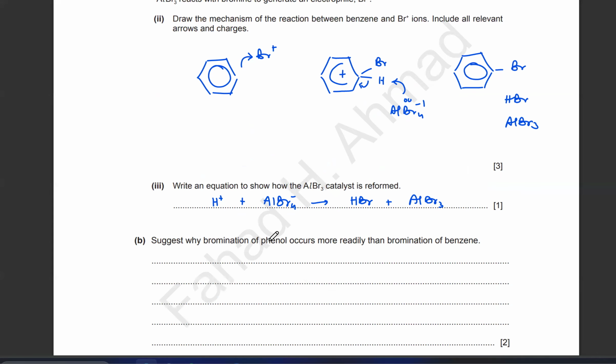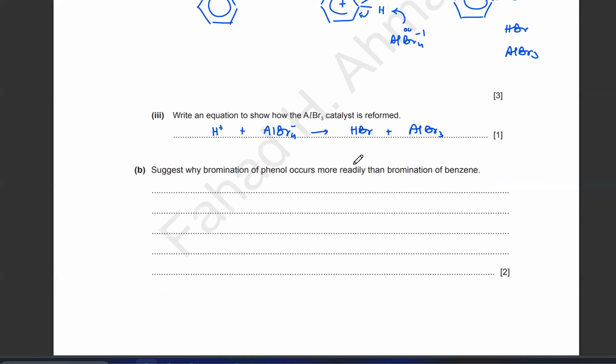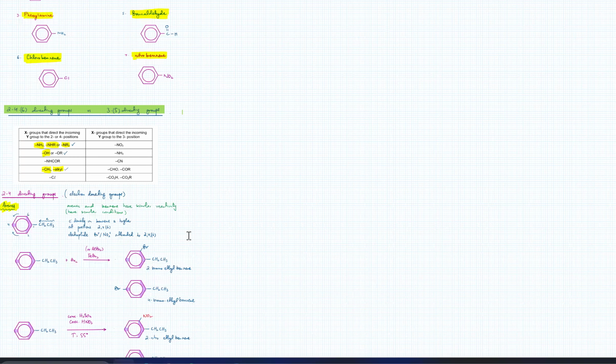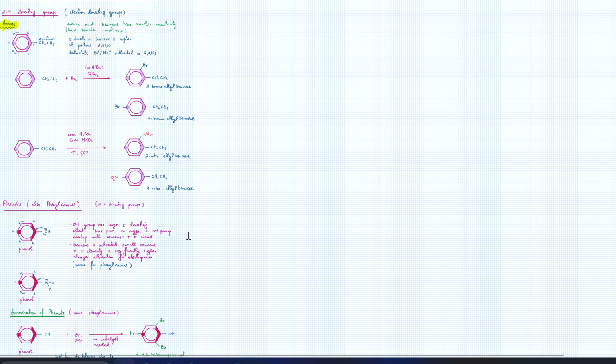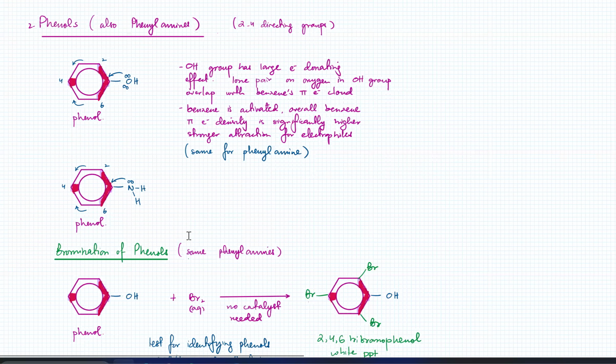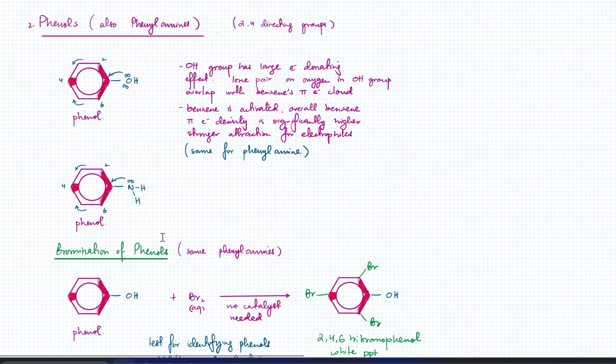Yes, sir. Okay, this one has come. Suggest why bromination of phenol occurs more readily than bromination of benzene. So we did this, I told you, activated benzene, right? Phenols are 2,4,6 directing. Nitration of phenols, right? So I told you that when you have phenols or you have phenylamine, the lone pair overlaps. You have to write this entire thing, okay? Has large electron donating effect. Lone pair on oxygen in OH group overlaps with benzene's pi electron cloud. Okay? That's why the electrophile is going to be more strongly attracted.